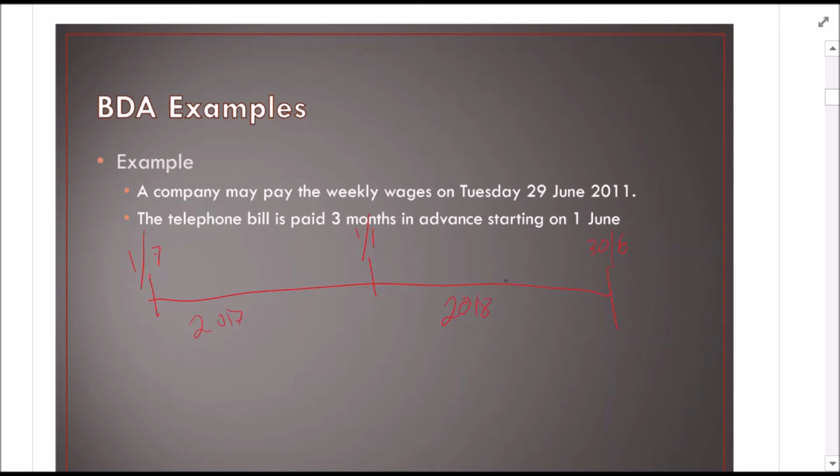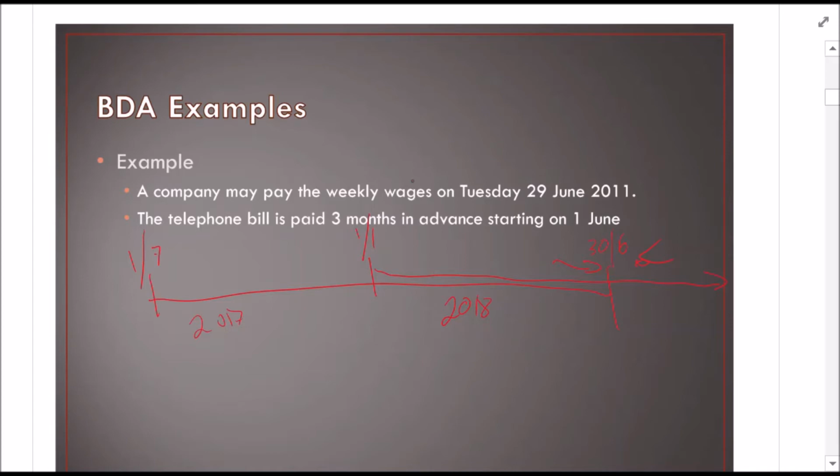Sometimes we may have to pay weekly wages. Sometimes we have telephone bills paid 3 months in advance. Sometimes we have insurance paid for a year, say on the 1st of January, and it's good for 12 months. So it will extend beyond the end of the financial year. We need to recognise as accountants how much of it belongs in that financial year and how much belongs in this financial year, so we can ascertain how much of our profit belongs there, and it's more accurate.